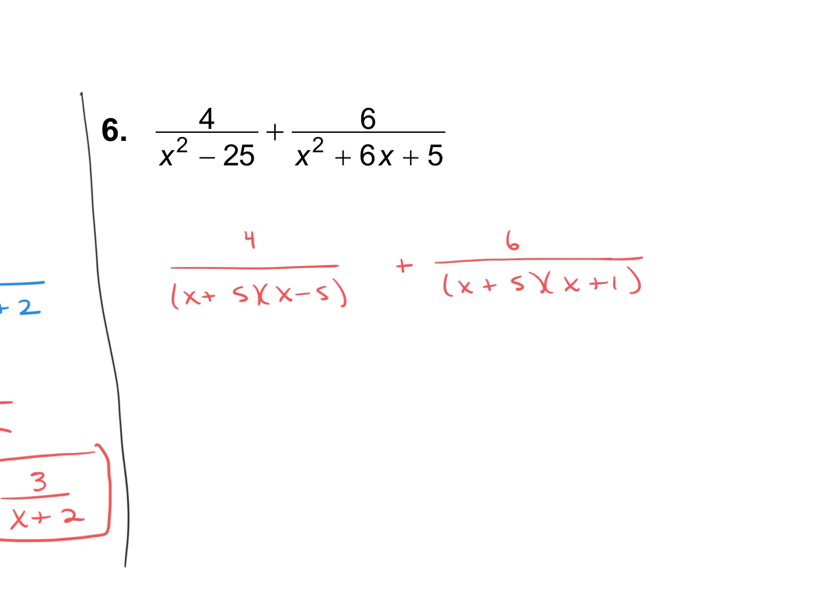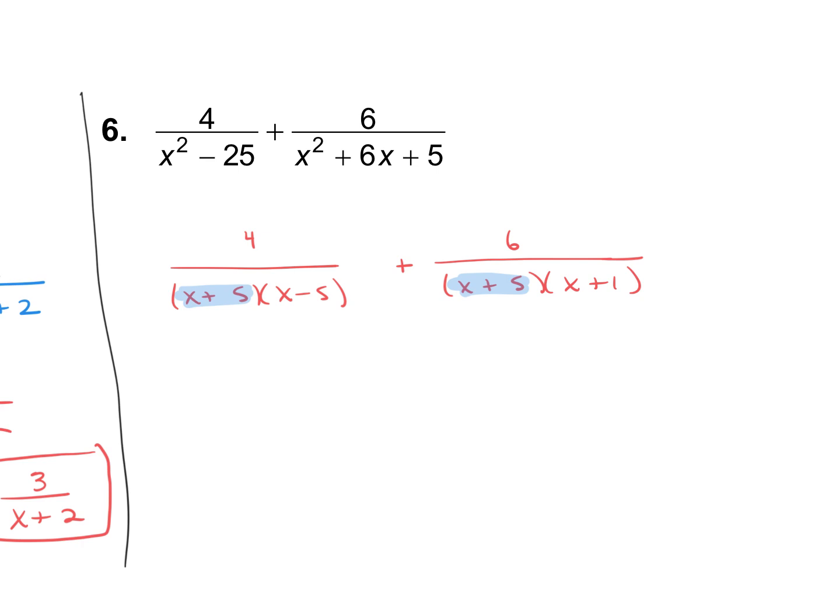Okay, so let's talk about it. Do we have anything that's common already? Do you see how we have this x plus 5 and this x plus 5? So they already have parts that are common, but we need to get the rest of them to be common. So we can get a common denominator with multiplication.